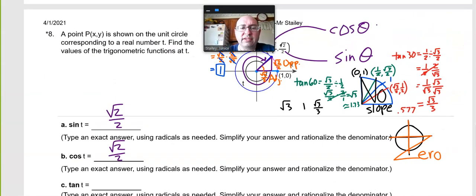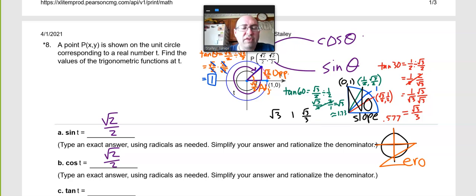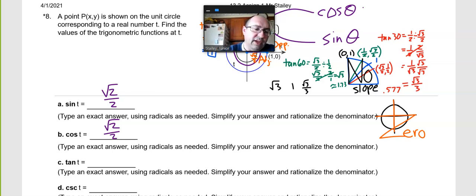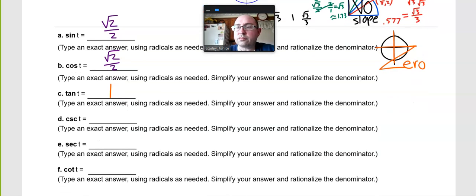So, back to this question. We found the tangent, right? We divided them. We found out that the slope was 1. All right, so now we need the reciprocals based on what we know. For instance, tangent goes with cotangent. But guess what? When you take 1 over 1 and flip it over, you get 1 again. That's kind of boring.